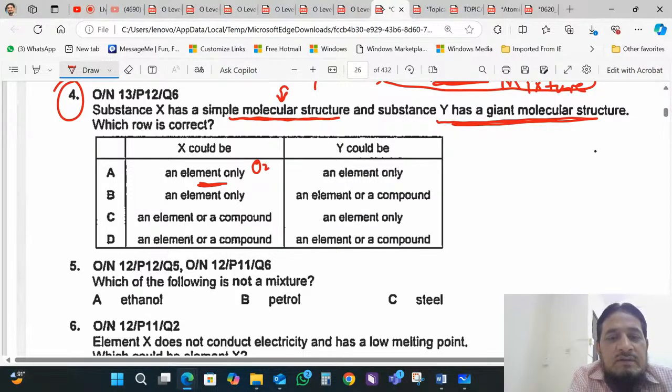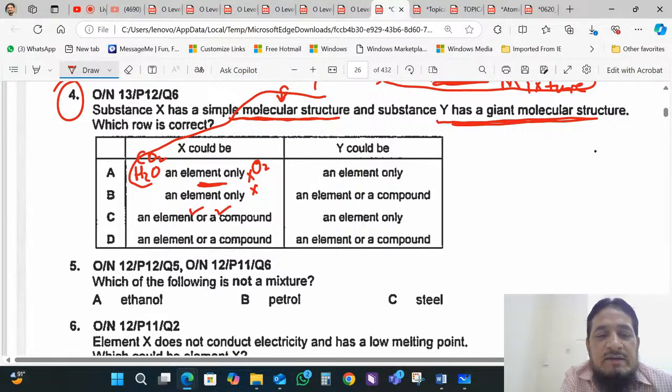oxygen is there, and water is there, carbon dioxide is there. So these are simple molecular structures. So this statement will be wrong. An element or a compound. Yes, this is correct because it can be oxygen, hydrogen, nitrogen, and also carbon dioxide, ammonia, methane, etc.